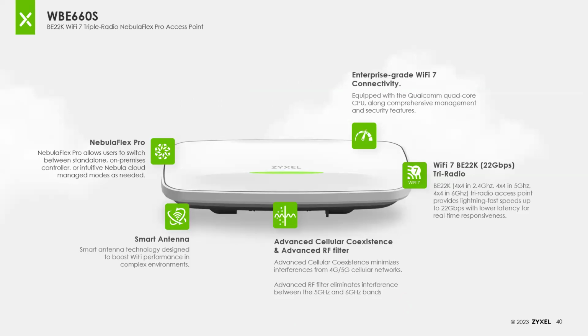These are our specs. So again, it's tri-radio. All three radios support 4x4 spatial streams. We have our cellular RF interference filter on there. This has our built-in smart antenna technology. It is Nebula Flex Pro. And it is big and it is heavy. Due to the heat that this supports, to be able to support those faster Wi-Fi 7 speeds, the bottom of the case is a giant metal heatsink.